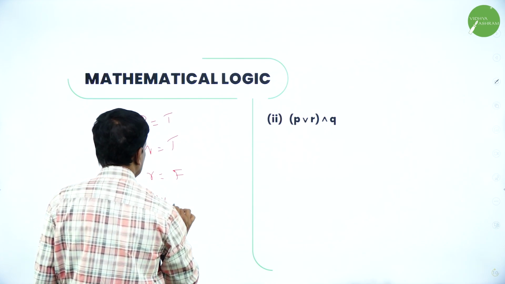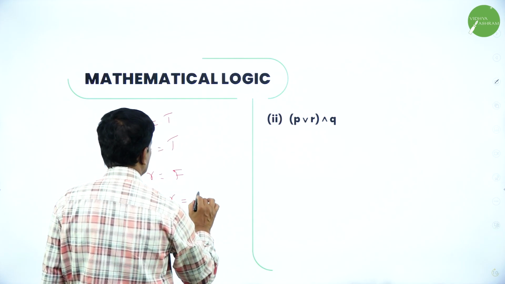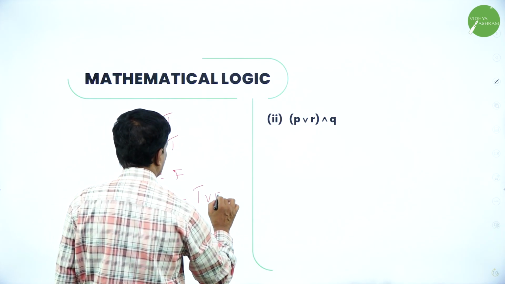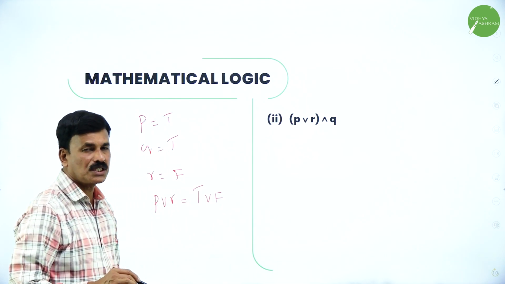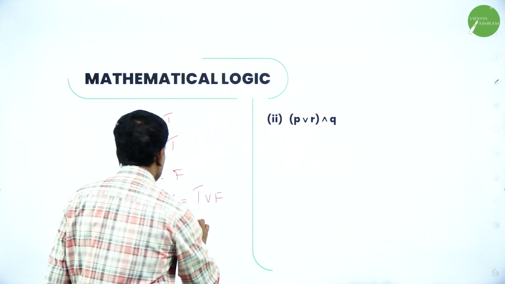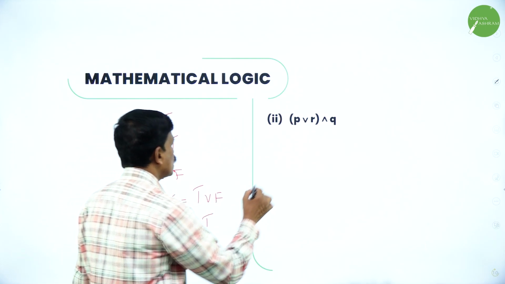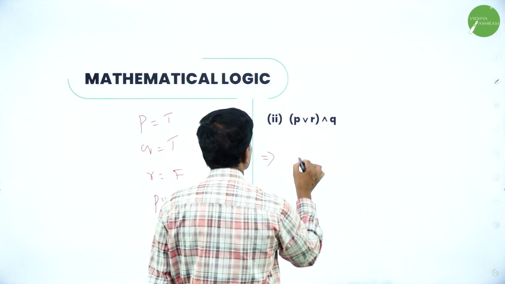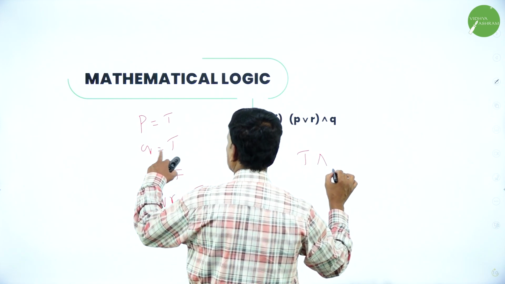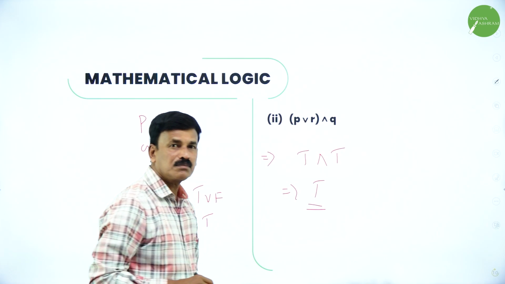First write down P disjunction R. P disjunction R means, what is P? True. Disjunction R. What is R? F. So in case of disjunction, false and false is false. In all other cases it is true. So true and false is equal to true itself. Now substitute here. So this can be written as P disjunction R is true, conjunction Q. What is Q? True. True and true is equal to true. So the given statement is true.